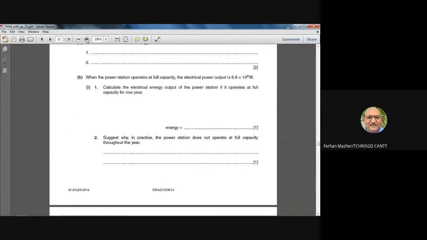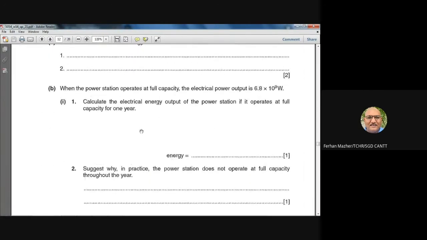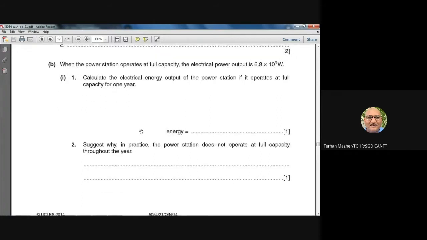The next question on your screen is question number 9, B part. When the power station operates at full capacity, the electrical power output is 6.8 × 10^9 watt. Calculate the electric energy output of the power station if it operates at full capacity for 1 year. So we want to find the electric energy for 1 year. The power is given, so the electric energy can be calculated.